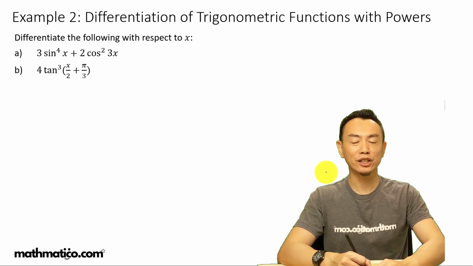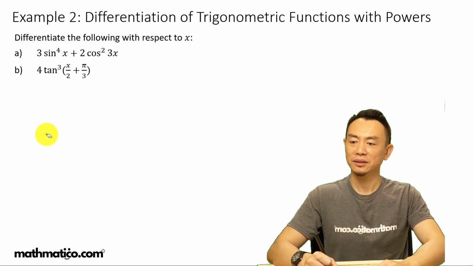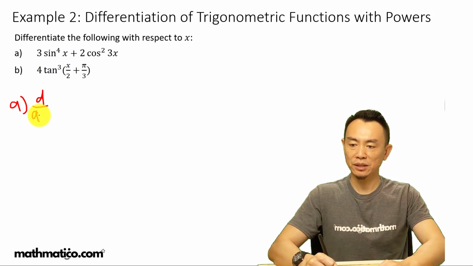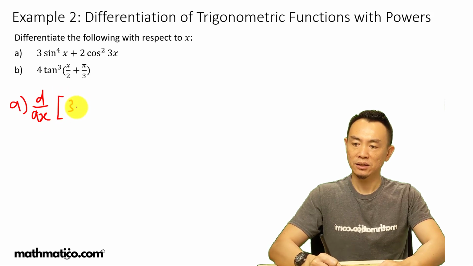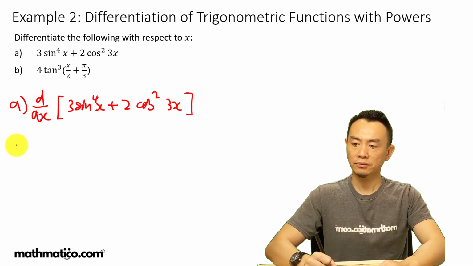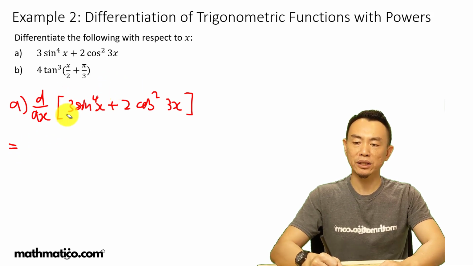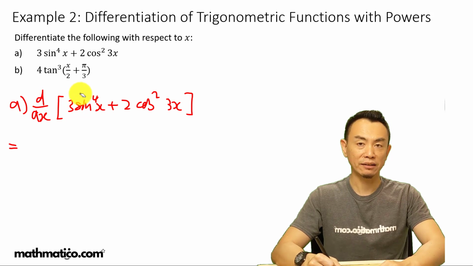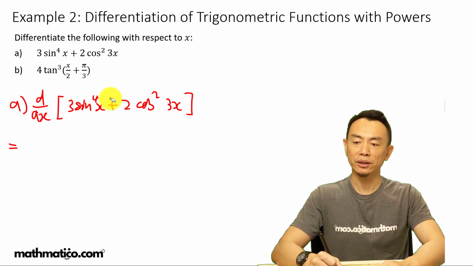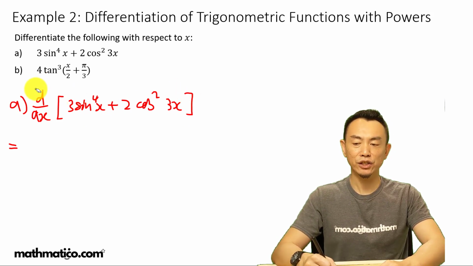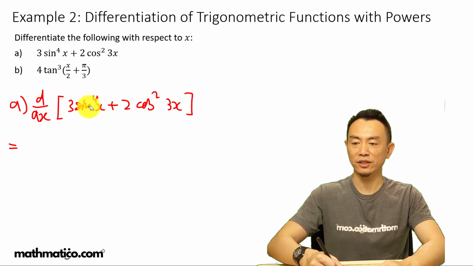Example 2, differentiation of trigonometric functions with powers. So now we are going to find d/dx, differentiate with respect to x, of 3 sine 4x plus 2 cosine square 3x. Now in this case, you must put the square brackets. If you don't, then it would be just the differentiation of 3 sine 4x. Because there is a plus here, it's important that we put the square brackets to make it clear that we are differentiating both terms, not just the first one.